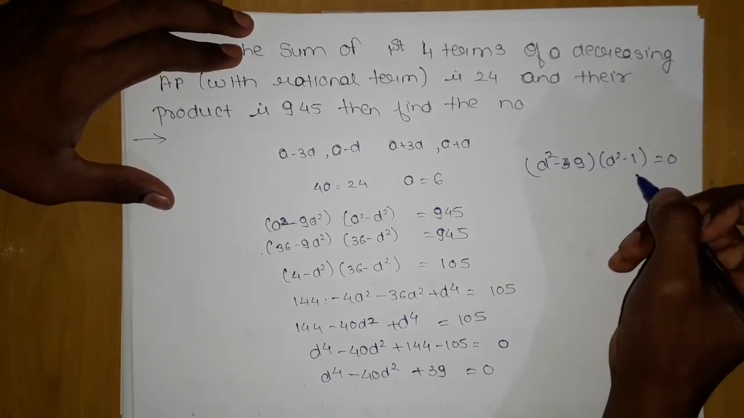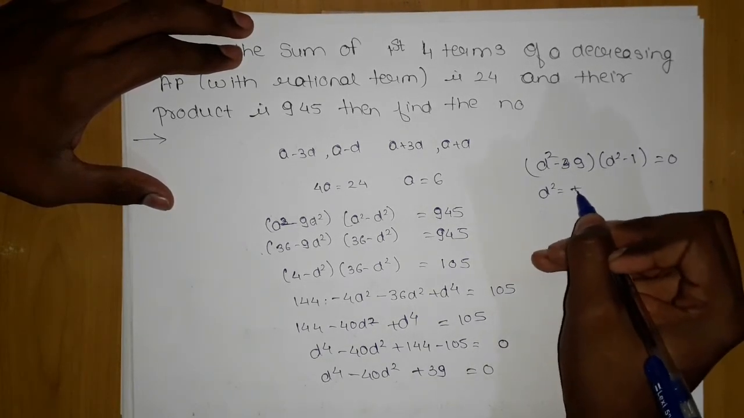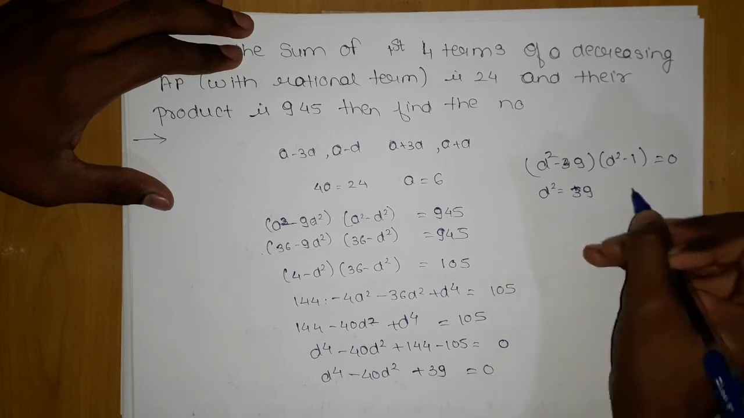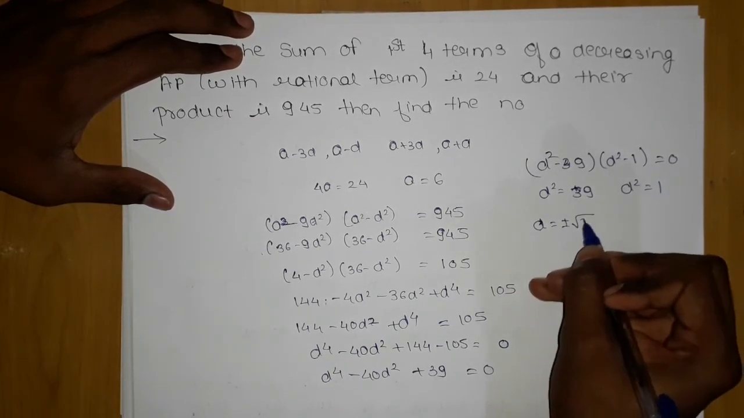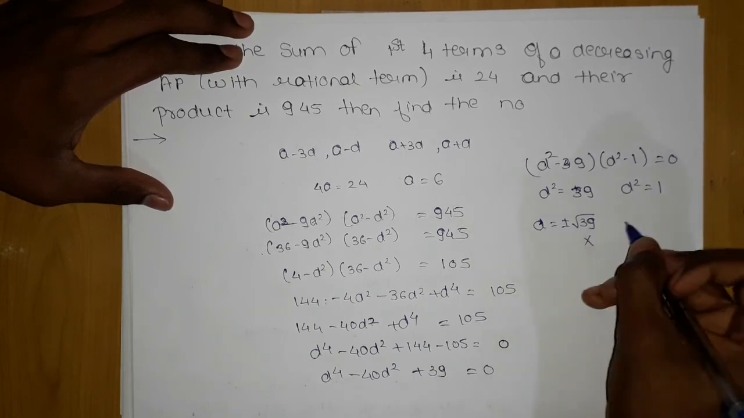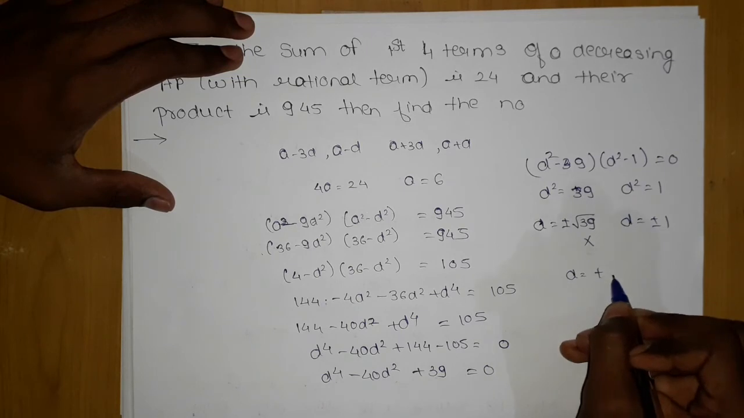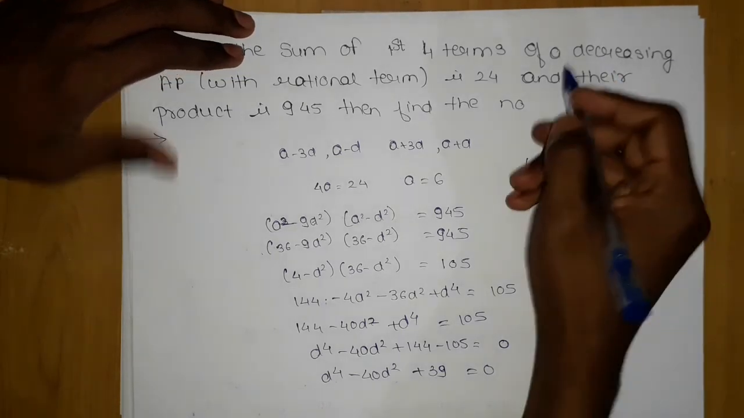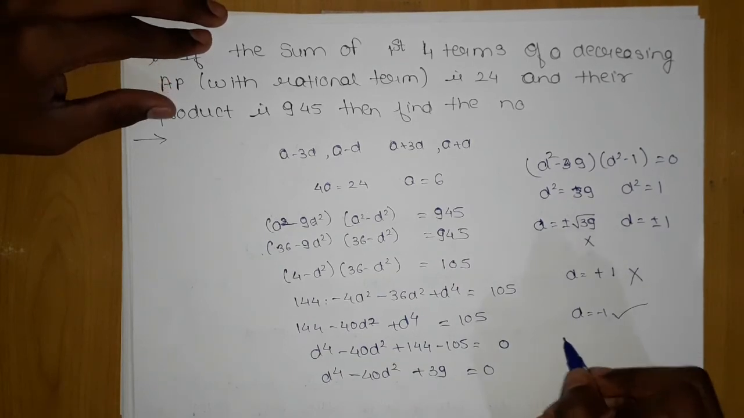Okay, 39 plus 1, yes, so d square we are getting and plus 39, and we are getting d square is equal to 1. Now we are getting d is equal to plus minus under root 39, which is surely rejected, and d is equal to plus minus 1. Now d is equal to plus 1 is wrong because it is telling it is a decreasing AP. So d is equal to minus 1 is the answer.